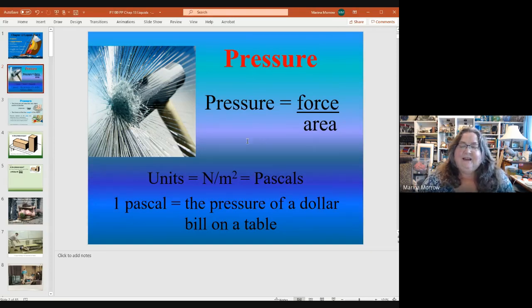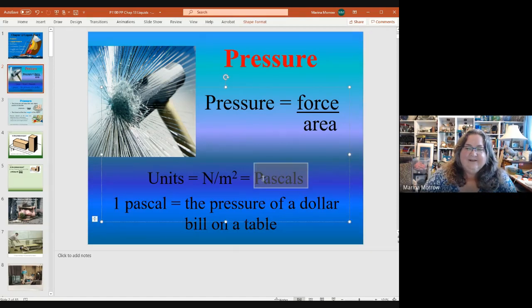And so in that case, it's in newtons of force divided by area, which would be in something like meters squared. And that is a new unit, which is called a Pascal. So a Pascal is a unit of pressure. Now, it's not a very large amount. A Pascal is as if you had a dollar bill sitting on a table. That amount of pressure is 1 Pascal.